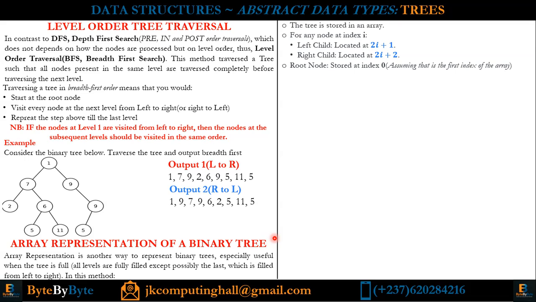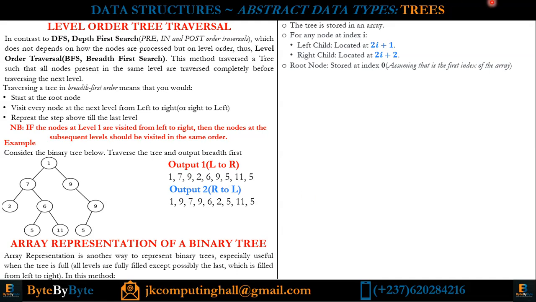For any node at index i, the left child is located at 2i plus 1 and the right child is located at 2i plus 2. Root node stored at index 0, assuming that is the first index of the array. So these are the three conditions you need to know. Paper 1, take note. You might be asked, when representing a binary tree in an array, the left child of the node at index this, where is it located?